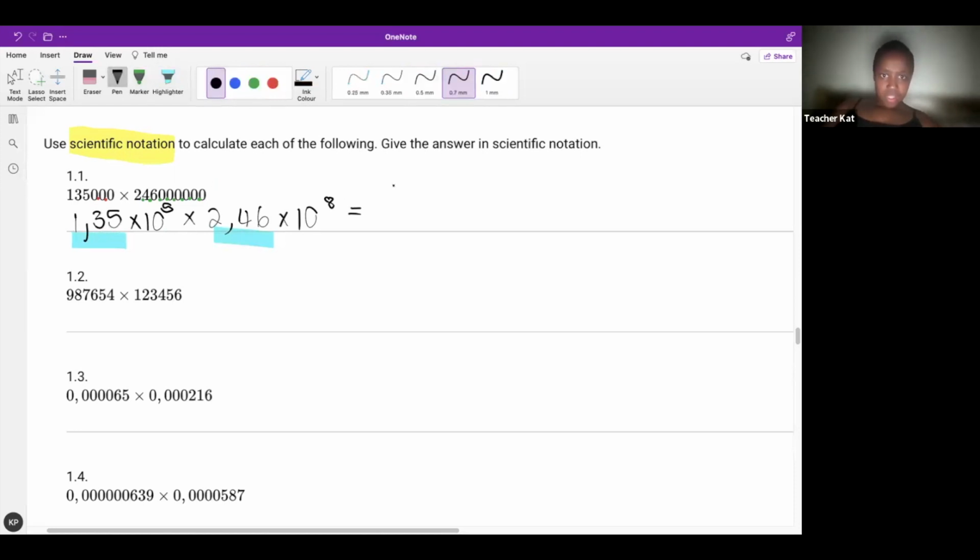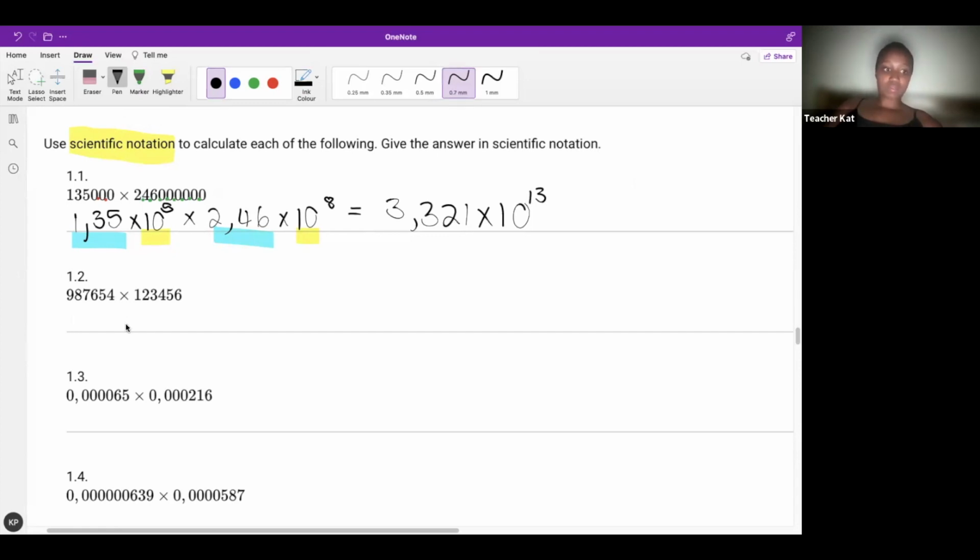That is 3,321 times 10. Now, what are we going to do with these two 10s? We're going to add what? What are we going to add? The exponents. So then it's times 10 to the power of? Someone says 13. Beautiful. Beautiful, guys. Okay, let's do the next one.